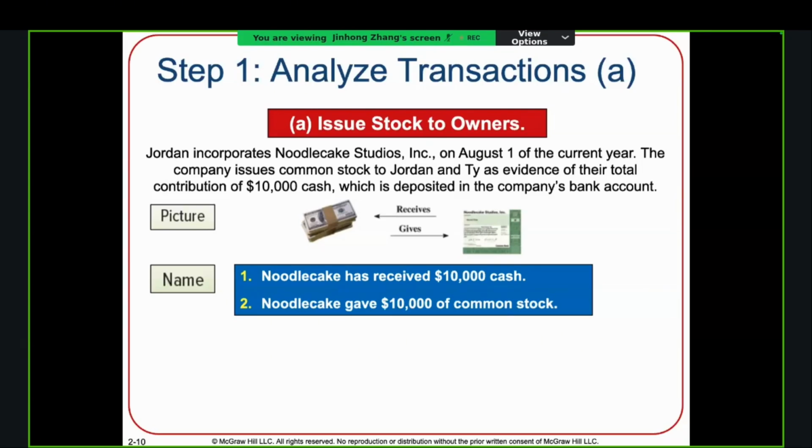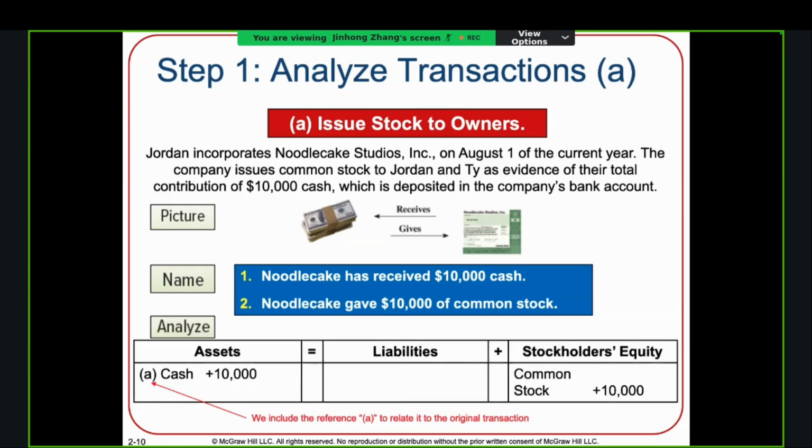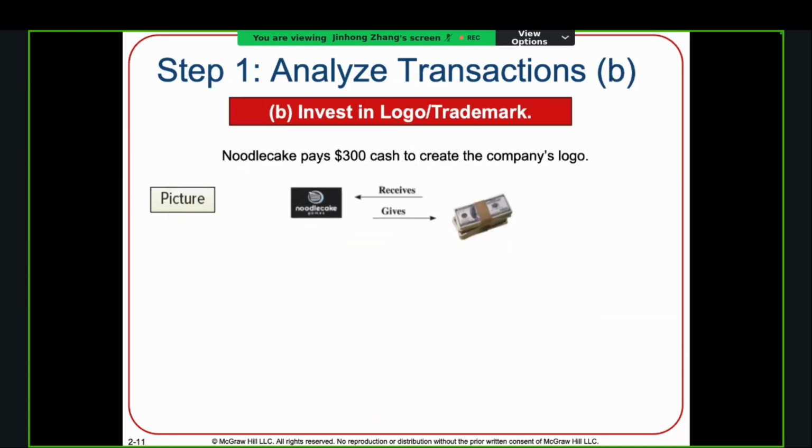Okay, so cash increased $10,000, common stock increased $10,000. On the balance sheet, you can envision cash increase and common stock increase. Next, invest in logo and trademark. Noodle Cake pays $300 cash to create the company's logo.